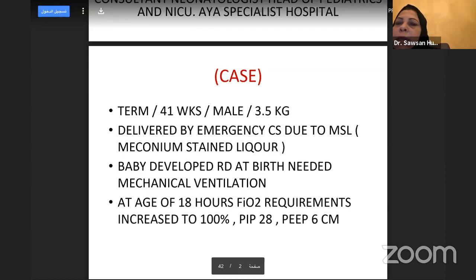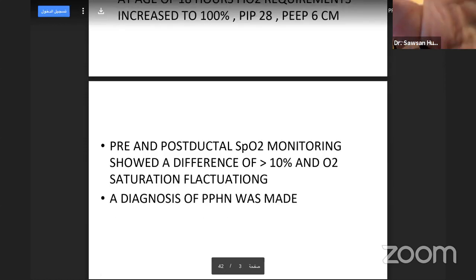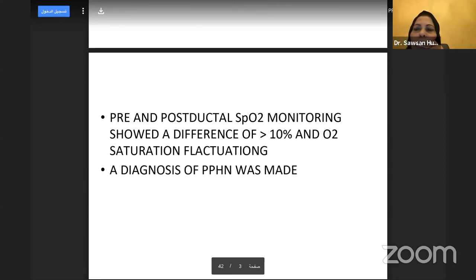This case presented to us as a term baby, 31-week gestation, male, 3.5 kg, delivered by emergency CS due to meconium-stained liquor. The baby developed respiratory distress at birth and needed mechanical ventilation. At the age of 18 hours, it was noticed that oxygen requirement increased to 100% and the PIP increased to 28. The PEEP also increased to 6 centimeters, which is a high ventilatory setting. Pre- and post-ductal oxygen saturation monitoring also showed a difference of more than 10%, which is diagnostic for persistent pulmonary hypertension. There was also fluctuation of oxygen saturation. Then a diagnosis of persistent pulmonary hypertension was made.